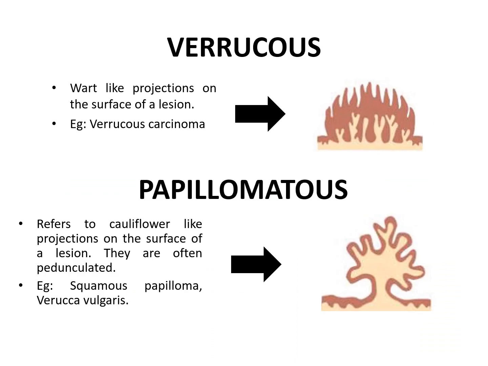Verrucous. Verrucous projections are wart-like projections on the surface of a lesion. Example, a verrucous carcinoma. Papillomatous. Papillomatous refers to cauliflower-like projections on the surface of a lesion, and they are often pedunculated. Example, squamous papilloma or verruca vulgaris.